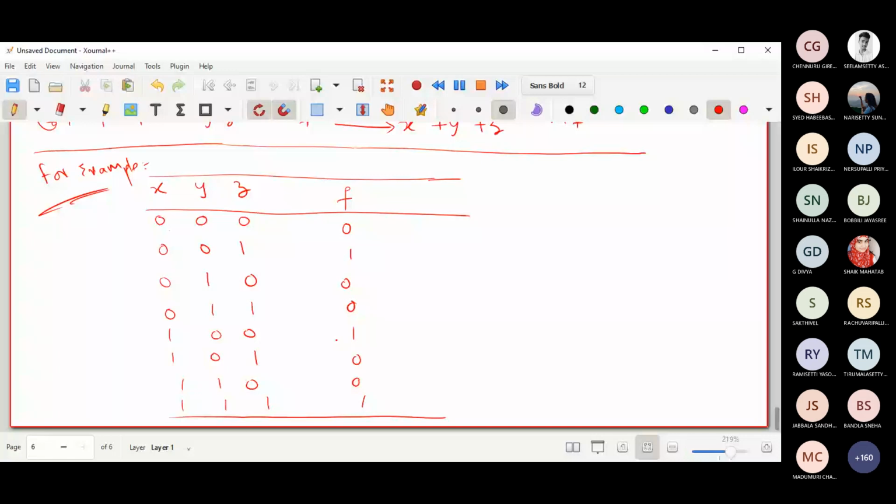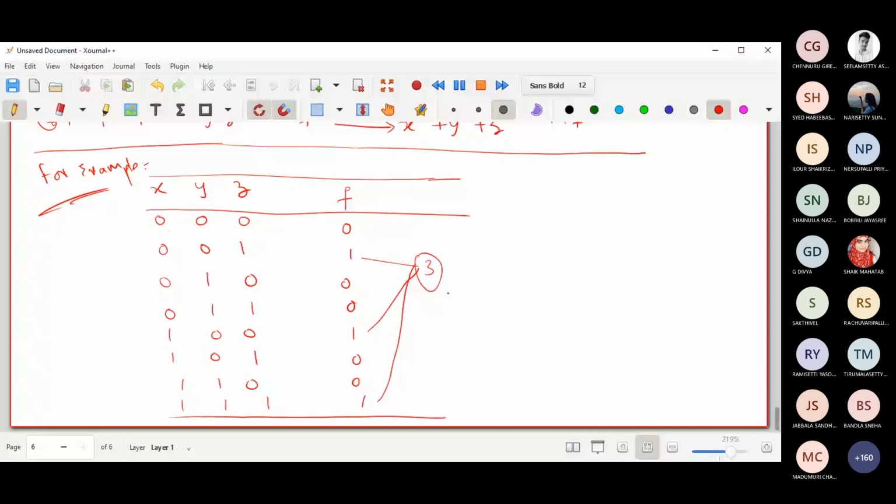Okay, clear? For this one, first take minterms. Minterms means those which produce the function as one. Those which produce function one are 1, 4 and 7. So three terms produce the function one. Nothing but those are the minterms.